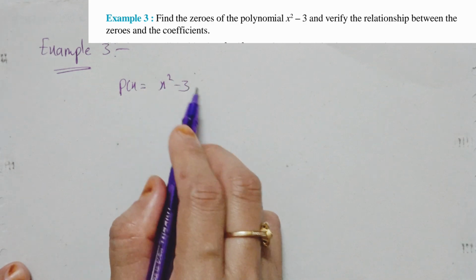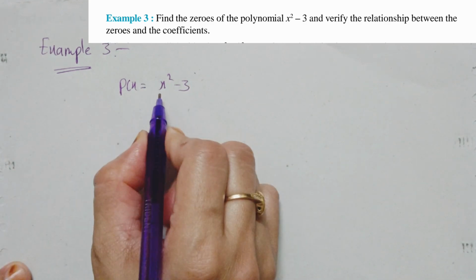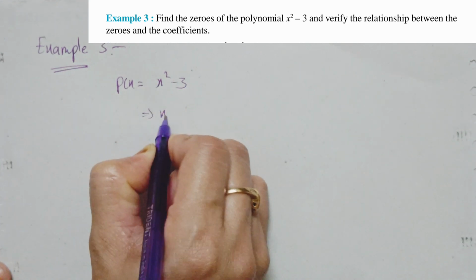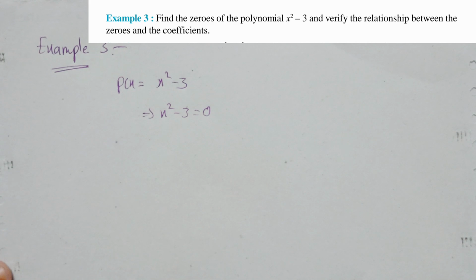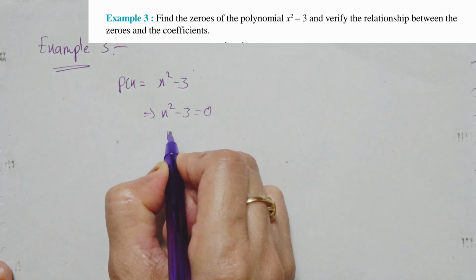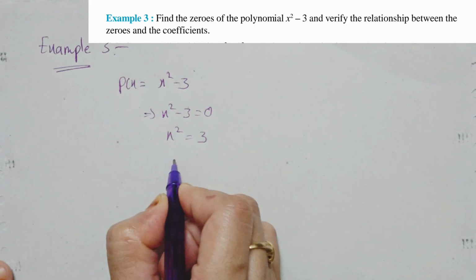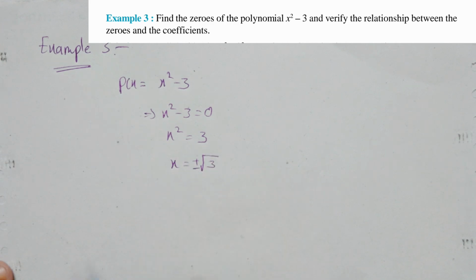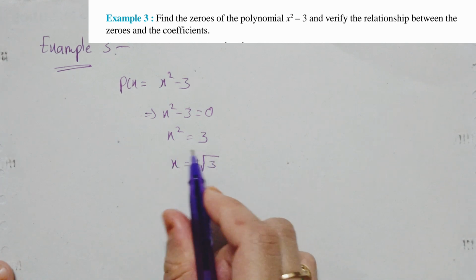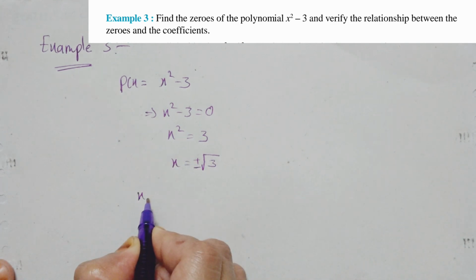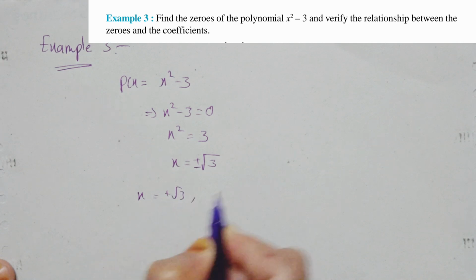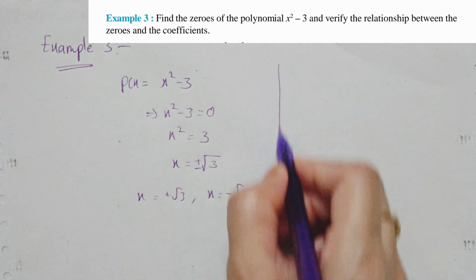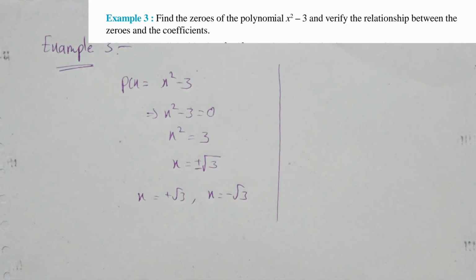So now what we have to do? We have to find out the zeros for this polynomial. To find out the zeros for this polynomial, we have to equate this to zero. So x square minus 3 equal to 0. So x square equal to plus 3. Therefore, x equal to plus or minus square root of 3. Here I am getting two zeros which are x equal to plus root 3 and another x equal to minus root 3.